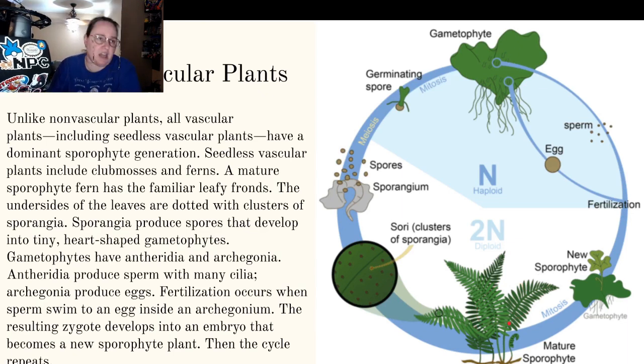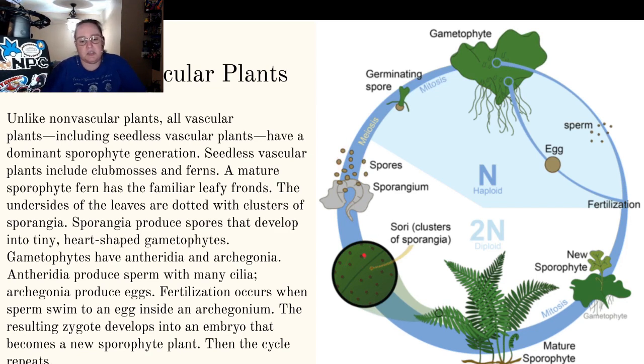Now, if we start there, in the fall, if you've ever flipped over a fern and seen all those little brown dots all over the back, those are called sori, and they're clusters of sporangia. So we've got spores. This is why they're seedless. We don't have seeds yet. That's the next group.